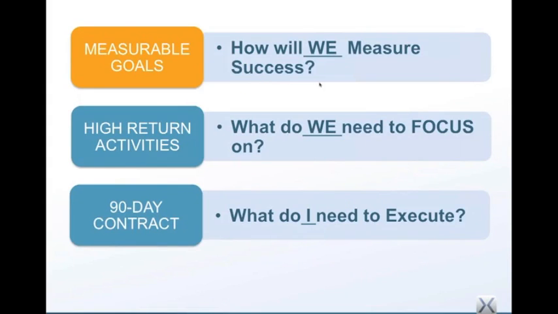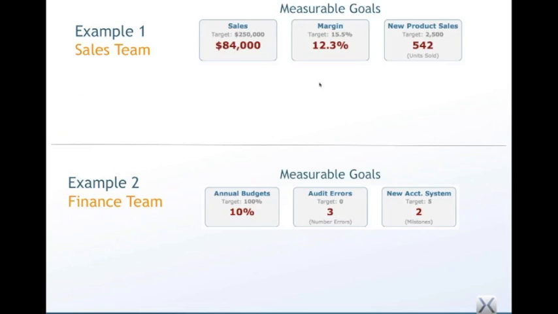So let me just show how this might work in two different teams in an organization when we're talking about high return activity and really focusing that high return activity on measurable goals. Here are two examples. The first, a sales example, an easy one. The second, a finance team, a little bit different.